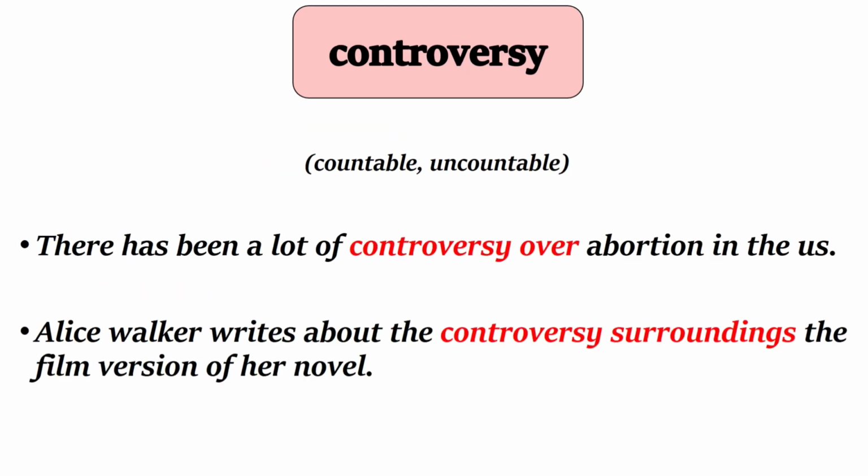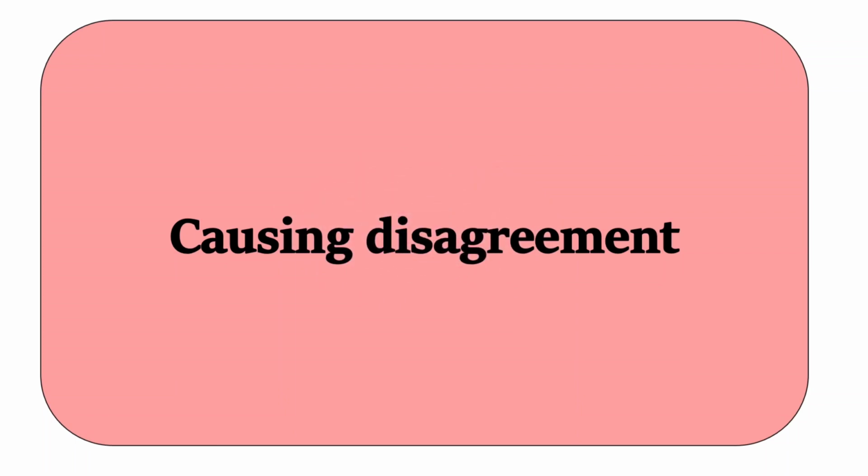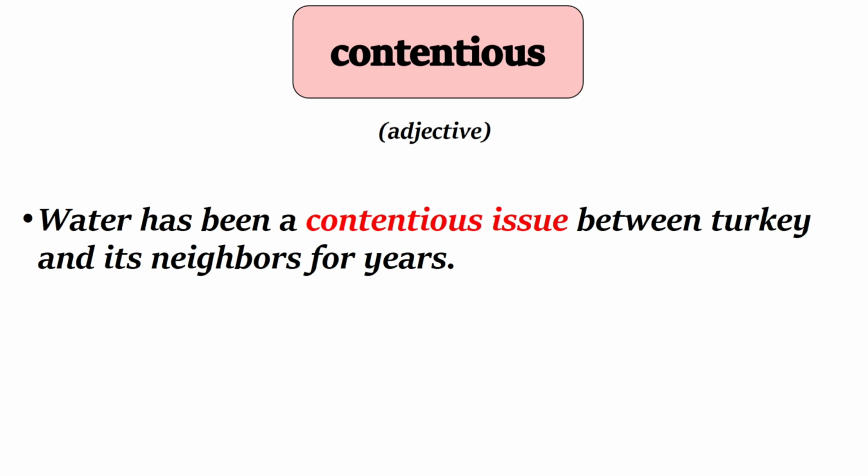Controversy. There has been a lot of controversy over abortion in the U.S. Alice Walker writes about the controversy surrounding the film version of her novel. In the following part we learn words which mean causing disagreement. Contentious. It is an adjective and is used to describe situations that cause a lot of disagreement. For example, water has been a contentious issue between Turkey and its neighbors for years.